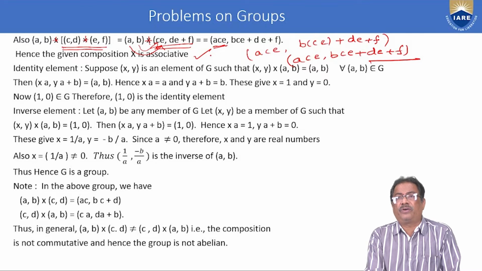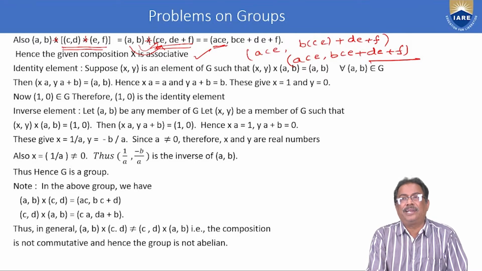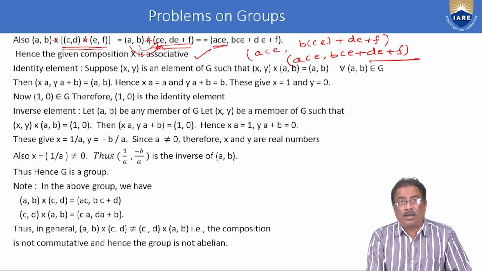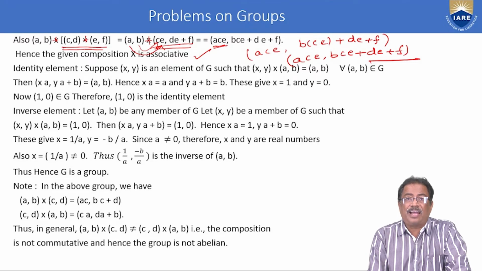Now we have to verify the identity element. The identity element is nothing but an ordered pair here. G is a collection of ordered pairs. So we have to get the identity value as an ordered pair.